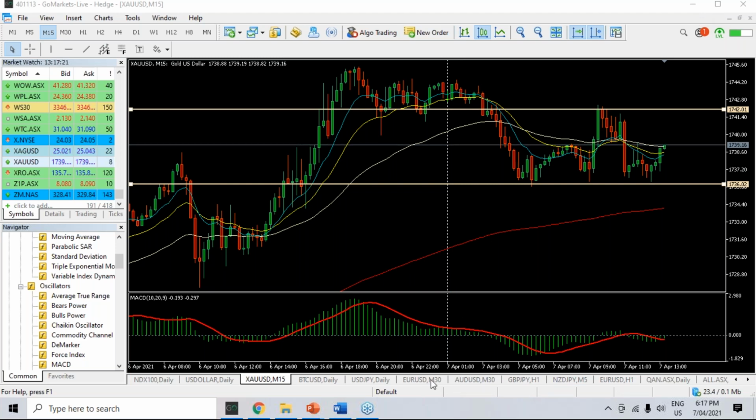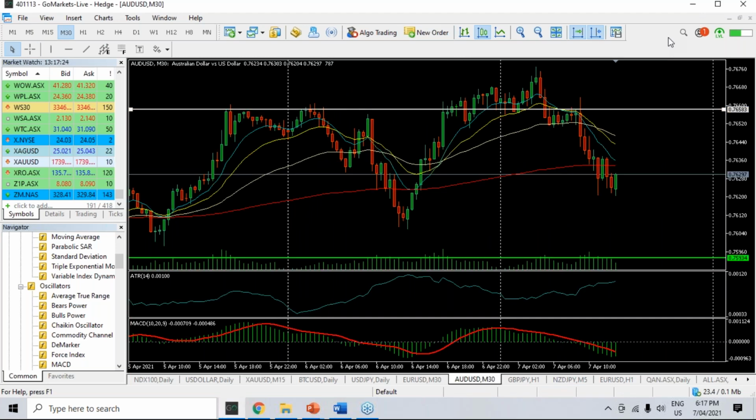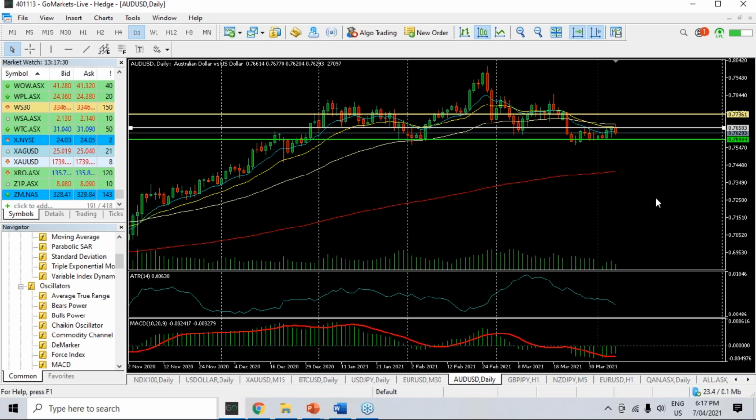Okay, so that's euro USD. If we look at Aussie USD, the reverse is the case. We've got a short-term range between 75.93 and 76.58, so around a 60 to 65 pip range there. We've bounced off that really on the daily chart.